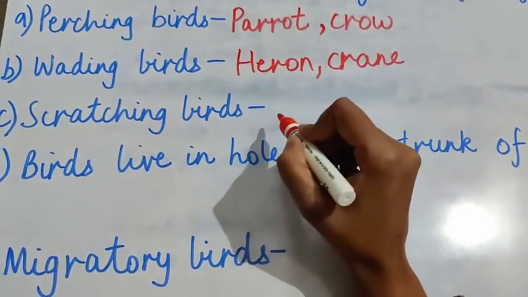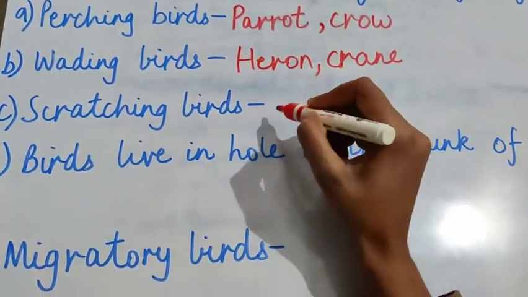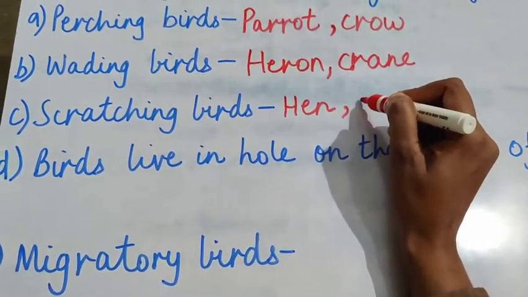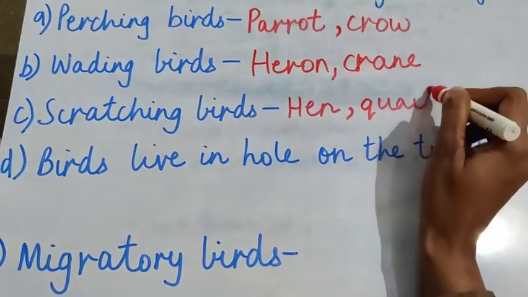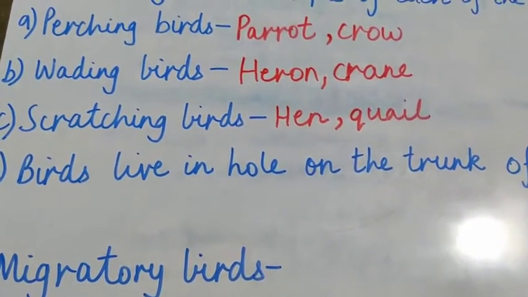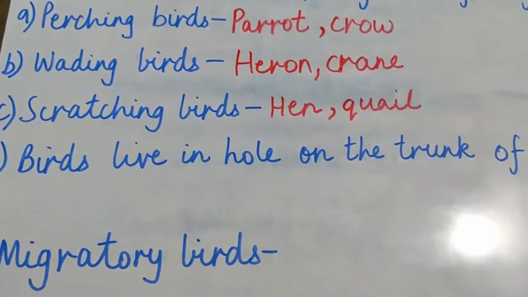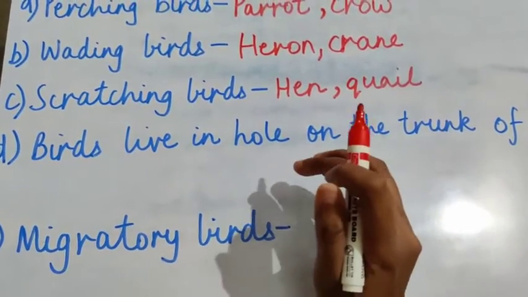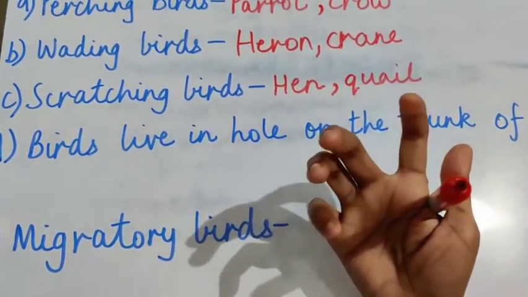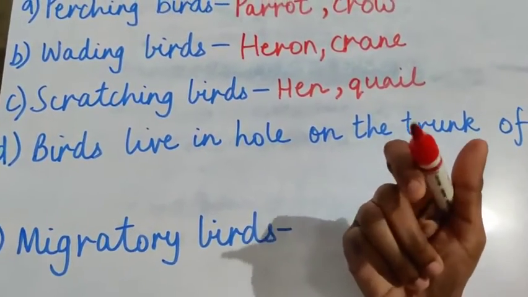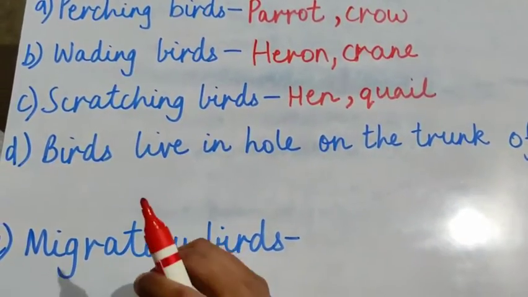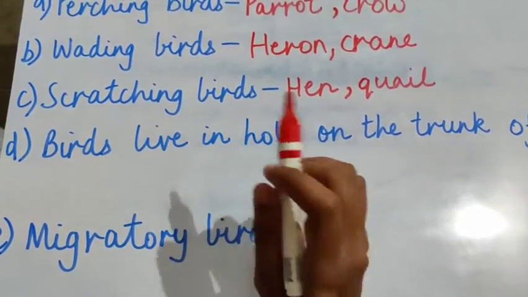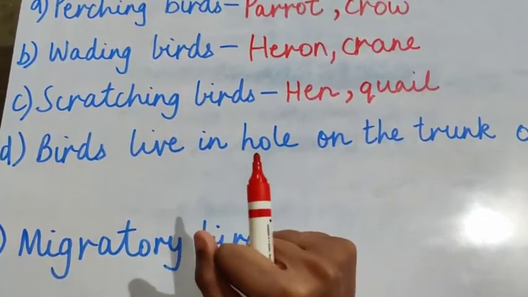Now next is scratching birds. We all know that hen is a scratching bird and quail is a scratching bird. You know quail, which is called तीतर in Hindi. Quail is also a scratching bird. Scratching birds are the birds that scratch on the ground, to search for food or to hide their food. That is why they are known as scratching birds, and they have very strong toes.